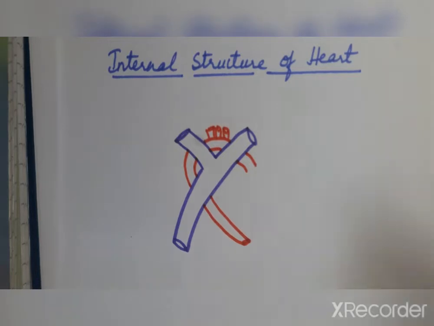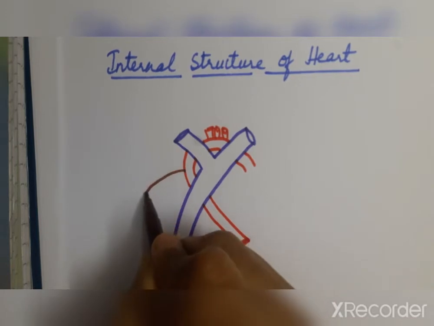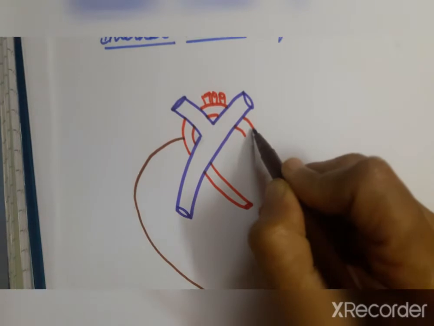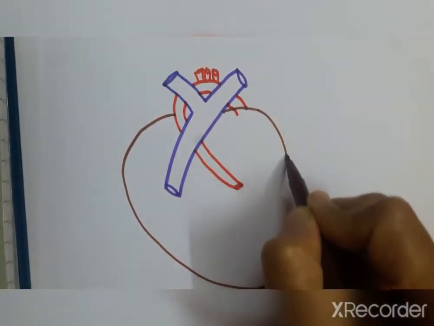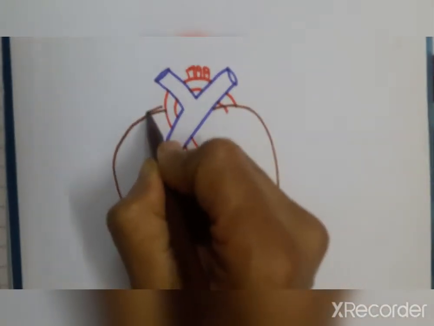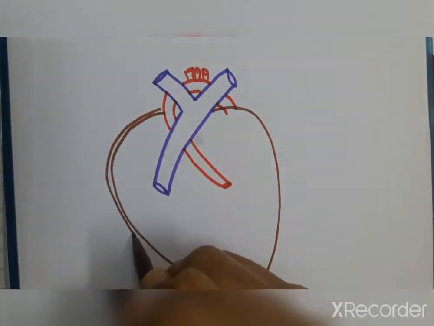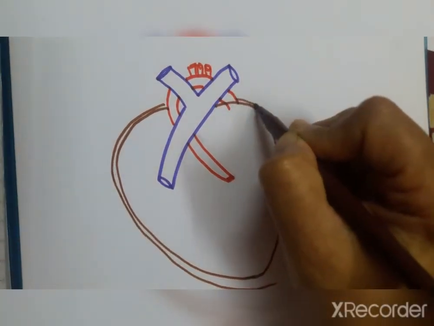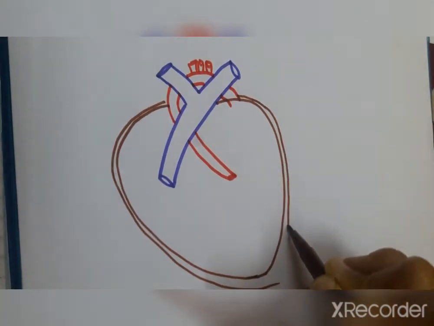Now I will give the shape of the heart. That is, it is broader at the anterior end and tapering at the posterior end. Like this. It is pear shaped. The heart is covered by a double membrane called as the pericardium. If you notice, the lower part of the heart is thick-walled.